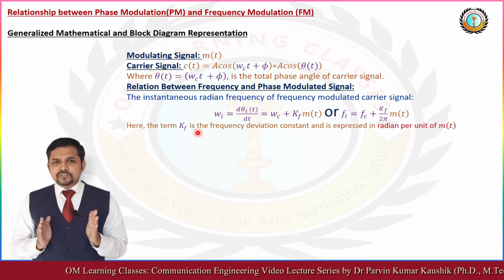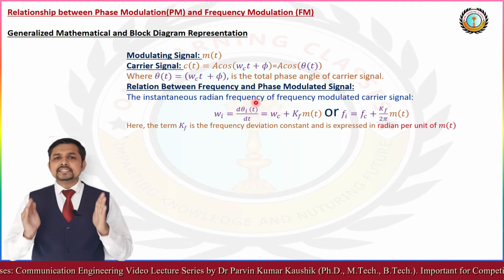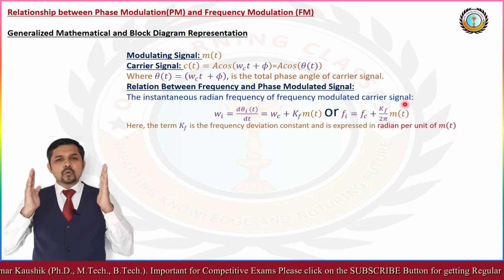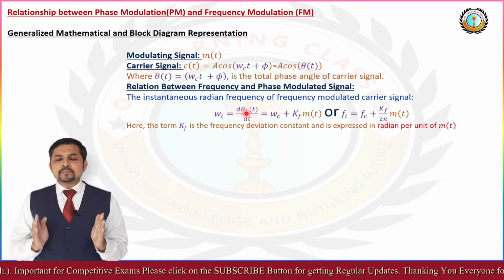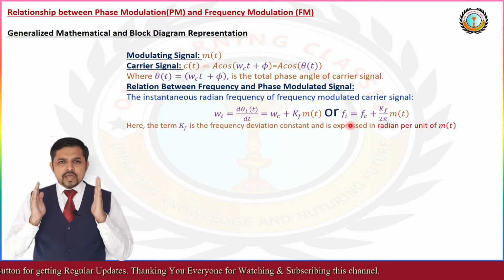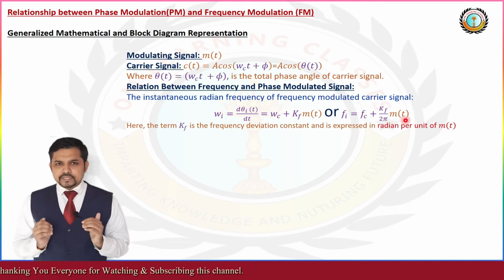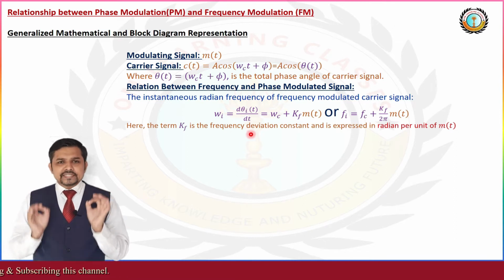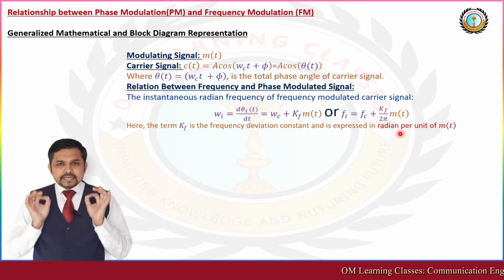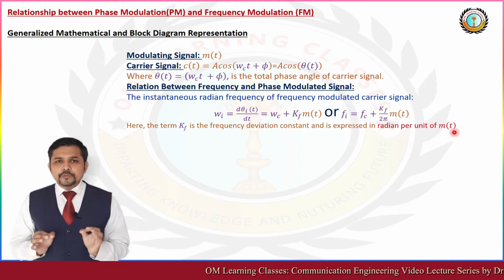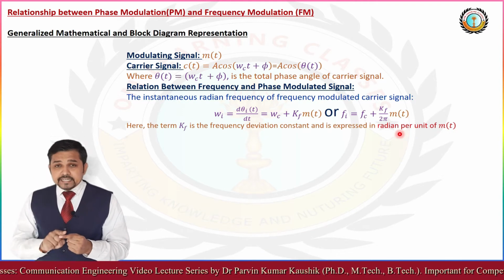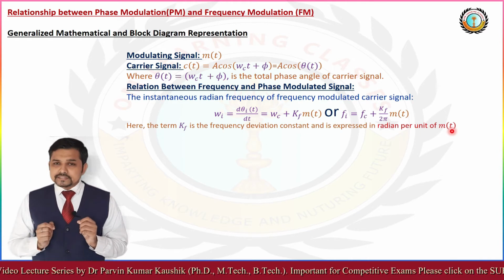So if we take the first way, in which we consider the instantaneous radian frequency of the frequency modulated carrier signal, then we have omega_i, which is equal to omega_c plus kf into m(t), and it can also be represented as f_i, which is equivalent to f_c plus kf by 2 pi into m(t). In this, the kf is the frequency sensitivity factor and it is expressed as radian per unit of modulating signal. Very important. We take the kf unit as radian per unit of modulating signal.